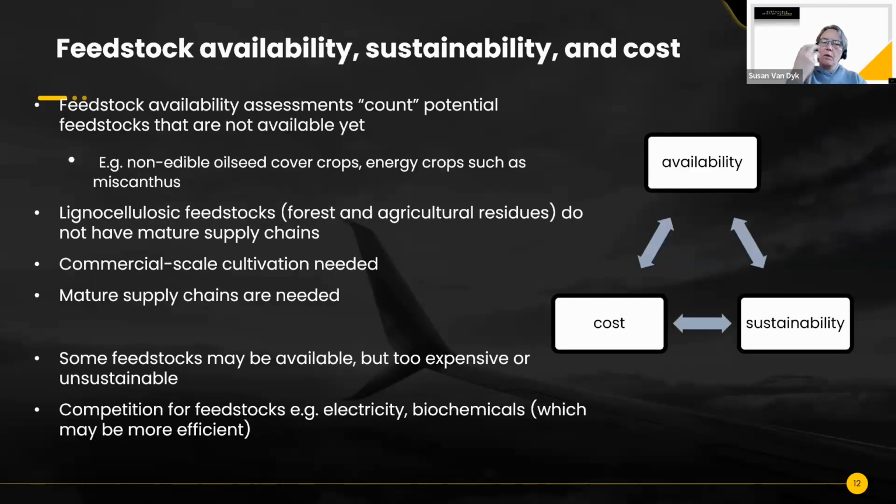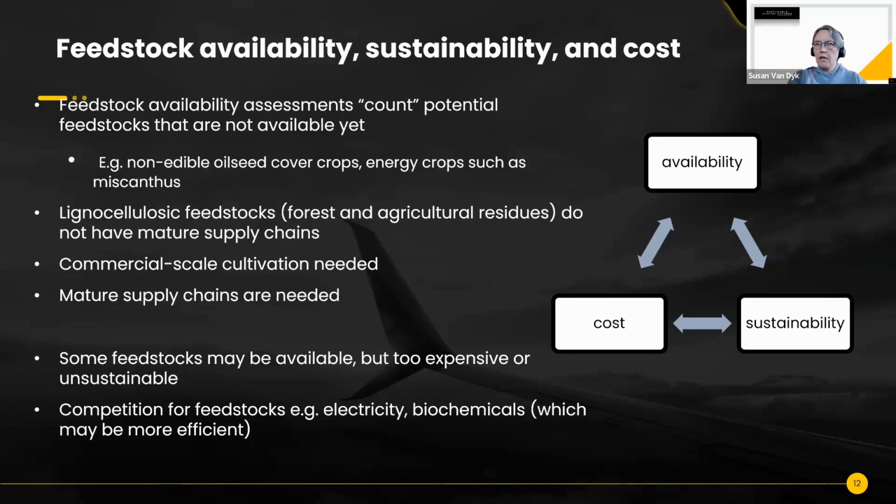So when we look at feedstock availability, everyone wants to know, do we have enough feedstock? But what we have to realize is it's not that simple. We have to look at what is actually commercially available. And some feedstocks, for example, we talk about non-edible oilseed cover crops or energy crops such as miscanthus or switchgrass, and these are not actually cultivated at commercial scale at this stage.